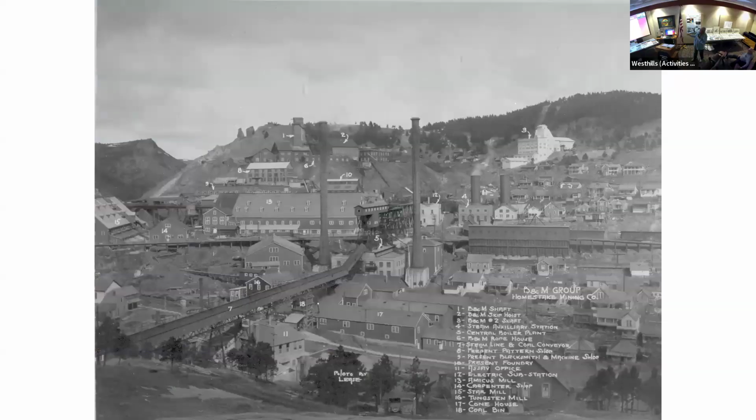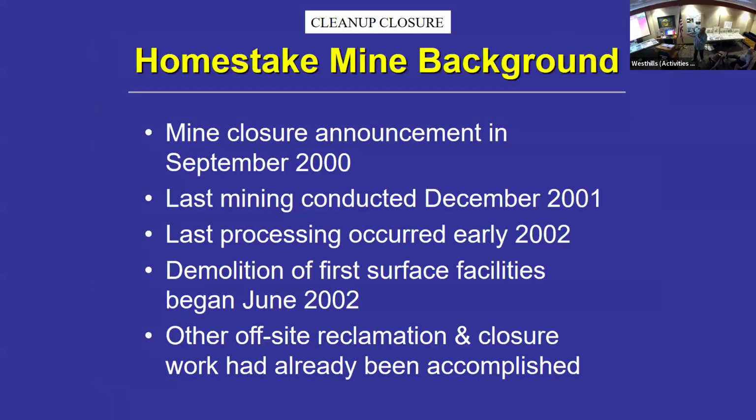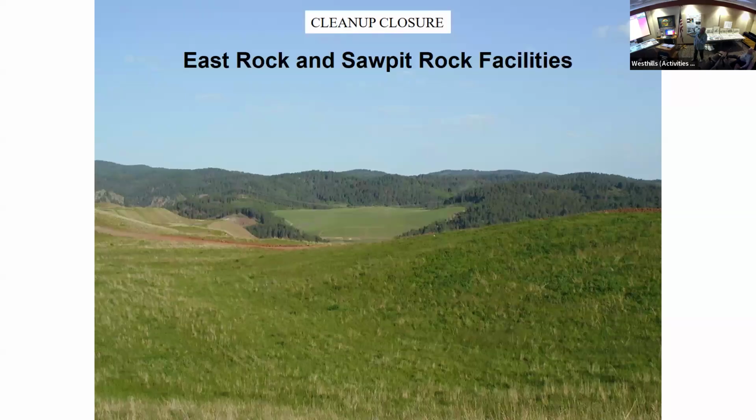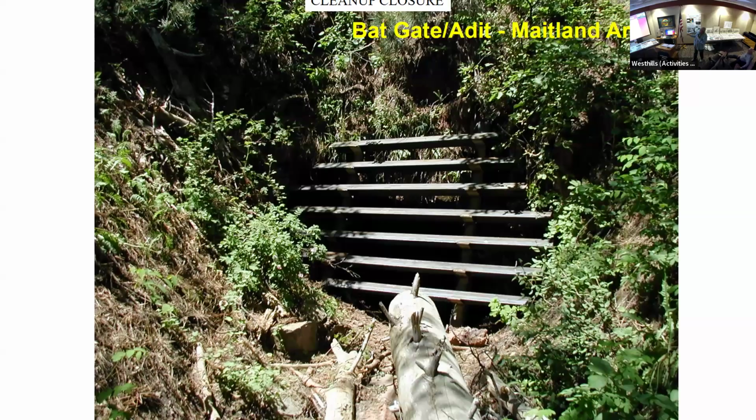So we had the cleanup closure of the property. That's looking north. That number 3 up there on the far right, that's that number 2 B&M shaft as it looked. South Mill, background for closure. This is what reclaimed area of waste rock looks like. They also did a lot of work on bat habitat, protection of bats and other species.